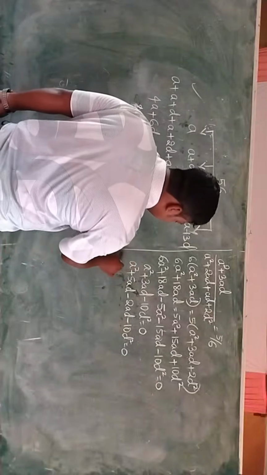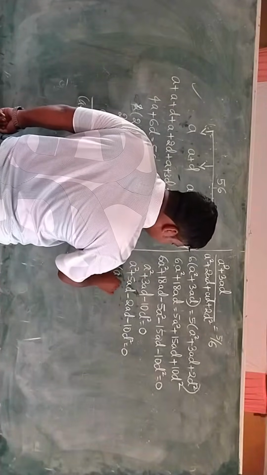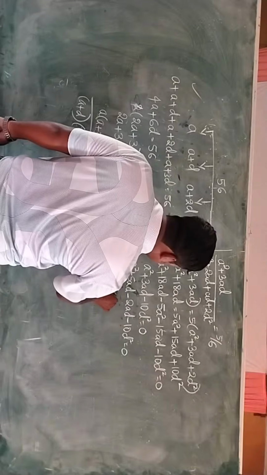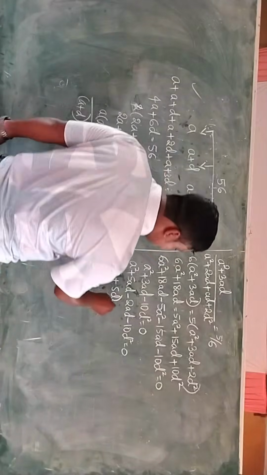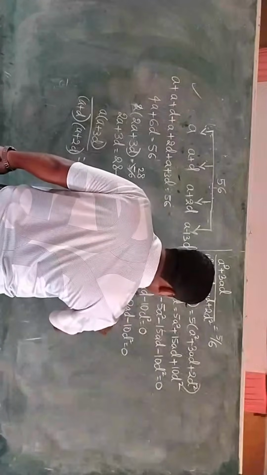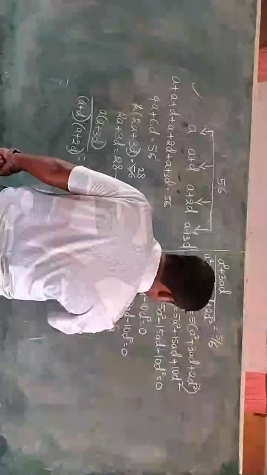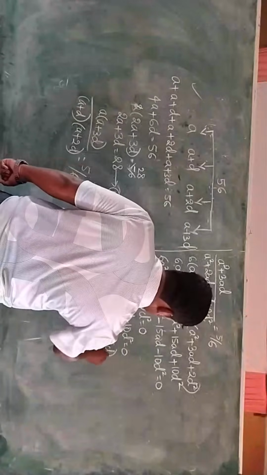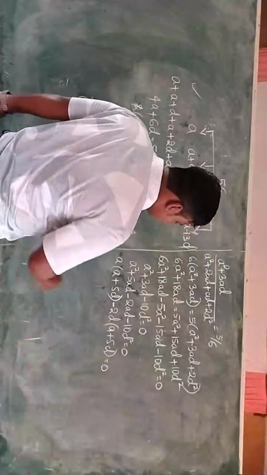So a is common. A into bracket a plus 5d, a plus 5d minus 2d is common. 2d into bracket a plus 5d is equal to 0. One is a plus 5d equal to 0, so a is equal to minus 5d, or a is equal to plus 2d. So you can substitute this a value. Two cases we have. One is minus 5d and the other one is 2d.